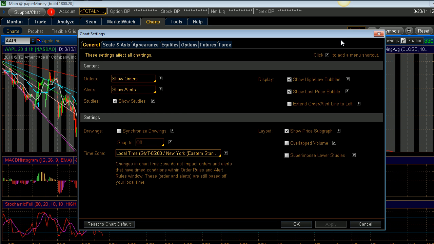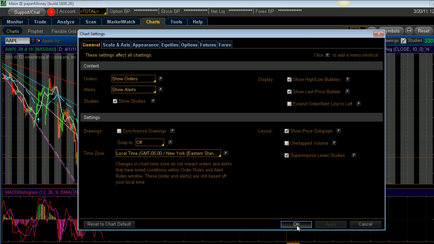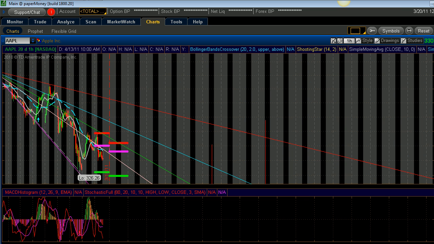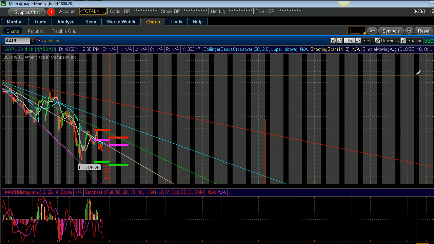I would like to go over several different charts with you, starting with Apple. I first want to make a little more chart visible on my screen by superimposing the lower studies, and you can do that in Thinkorswim by going to your settings and hitting the General tab.